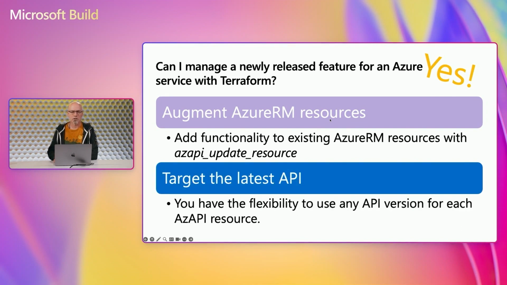And then, like you've already seen, you can manage any API. So if the AzureRM provider is using version 5 of the AKS API, and new functionality is released in version 5.1, you can actually target that with the update resource and manage that new functionality using the update resource.